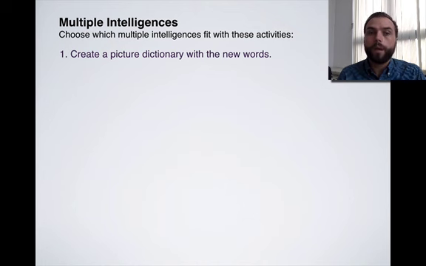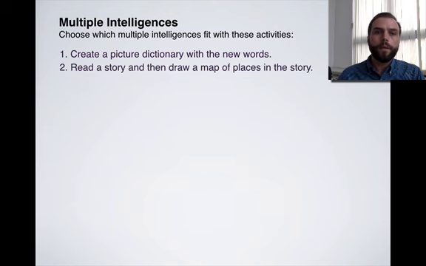Well, my guess is linguistic because it's focused on words. It could also be visual spatial because they're creating a picture dictionary. They're designing something. So I think it fits with both of those. Next is to read a story and then draw a map of places in the story. Again, I think this could be visual spatial because it's a visual kind of activity. Could also be naturalistic because it's thinking about how the world is related to this story and kind of planning the world related to what you've read.